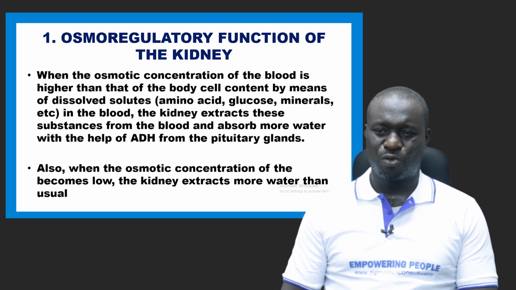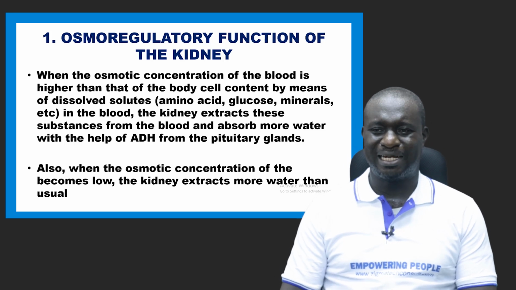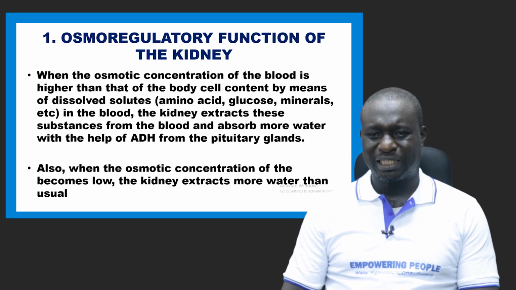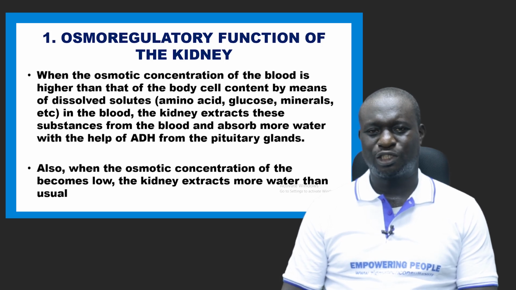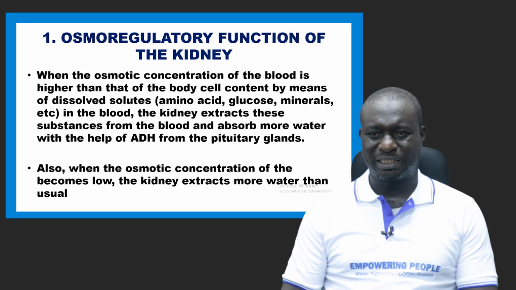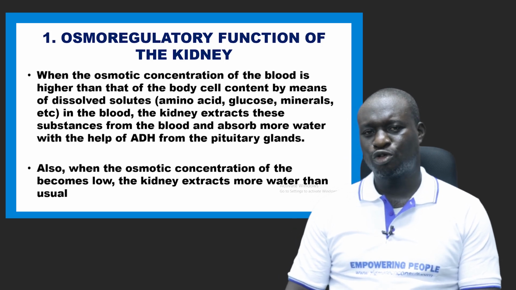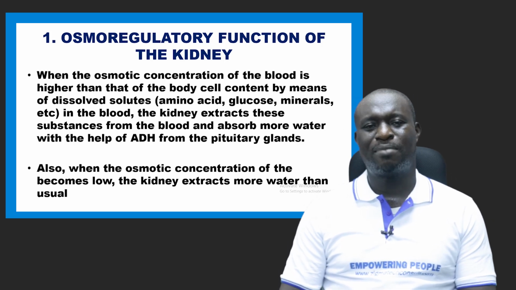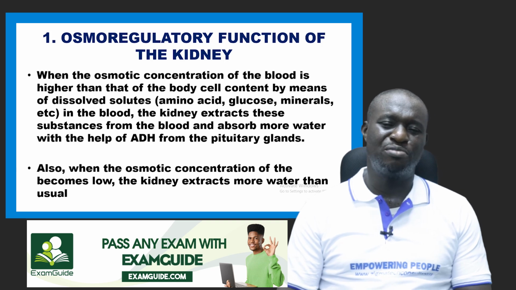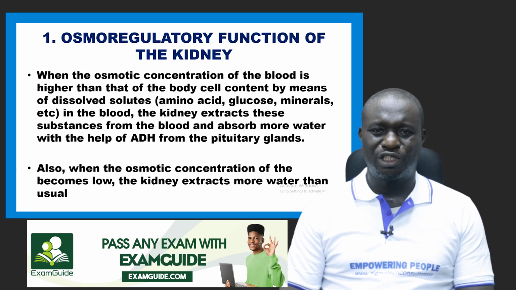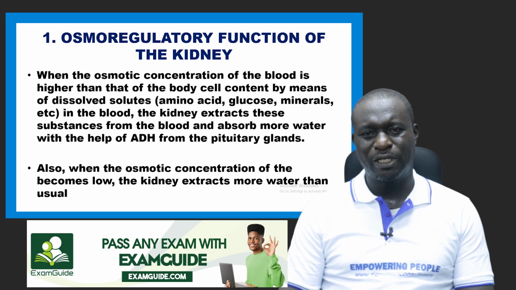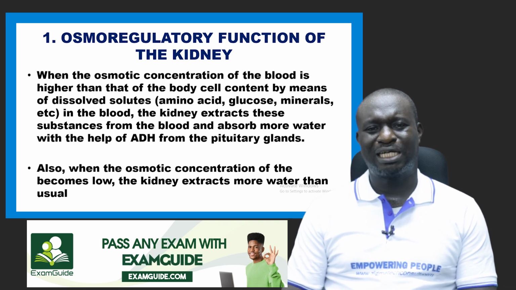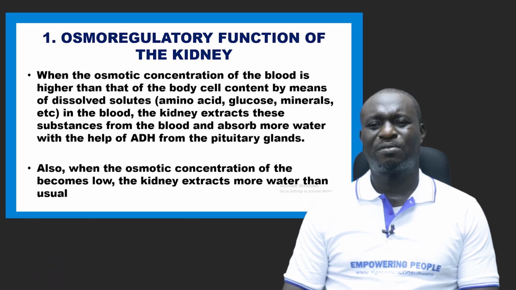Now, when the osmotic concentration of the blood is higher, that simply means the solutes that are dissolved in the blood are higher compared to the content of the cell. And of course, if we're talking about solutes, we're looking at mostly digested food like amino acids, glucose, minerals, etc. If the concentration of the blood, being hypertonic, is higher compared to that of the content of the cell, something will happen.